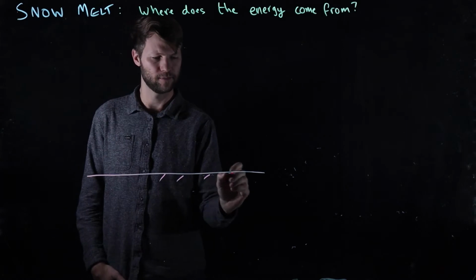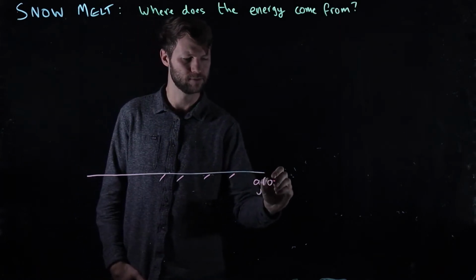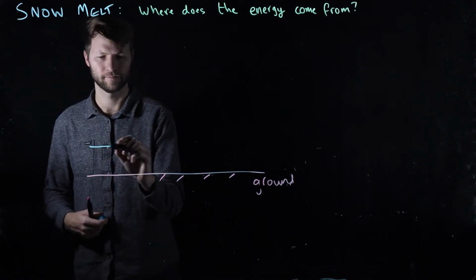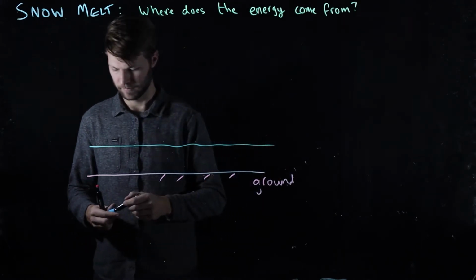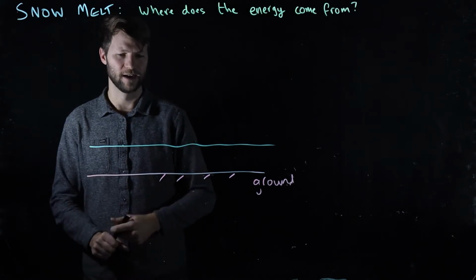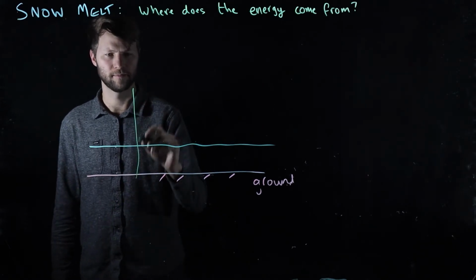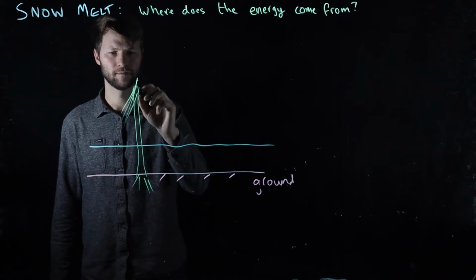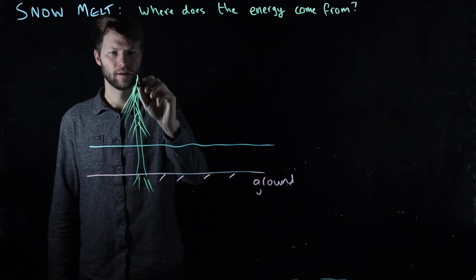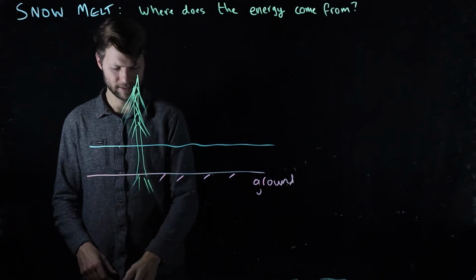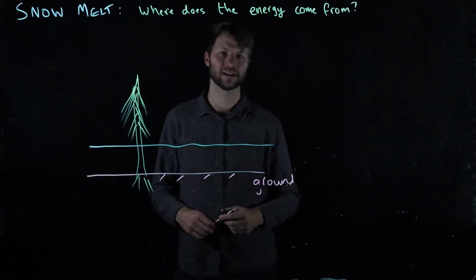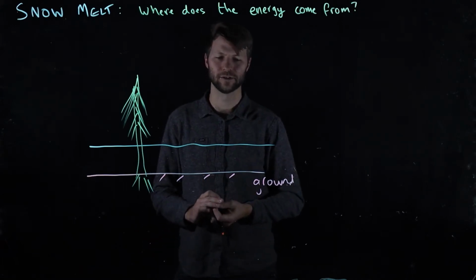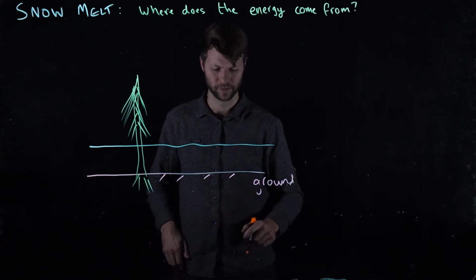Here we'll have the ground surface, and then we'll have some snowpack. We may have a tree that's rooted into the ground here. And we'd now like to depict the net fluxes of energy into the snow. All of the ways that heat can be added to the snow from the environment to cause melting.